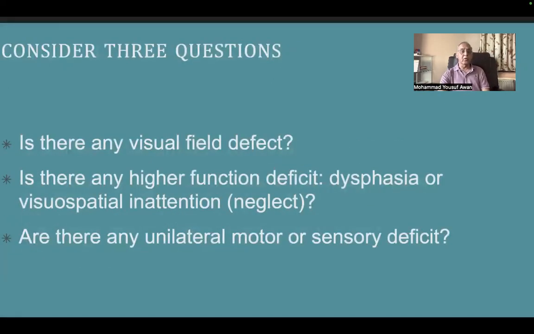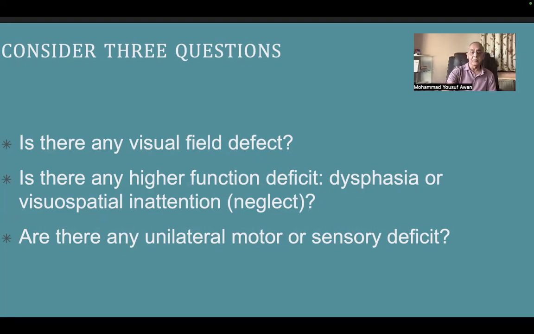So we need to consider three questions when localizing a lesion to either of these arteries. Is there any visual field defect? With the patient conscious, let's check for visual field defects. Is there any higher cerebral function defect, dysphasia, visuospatial inattention, or hemineglect? Let me tell you, if two of these are involved, then it is probably anterior cerebral artery circulation. Are there any unilateral motor or sensory deficits?